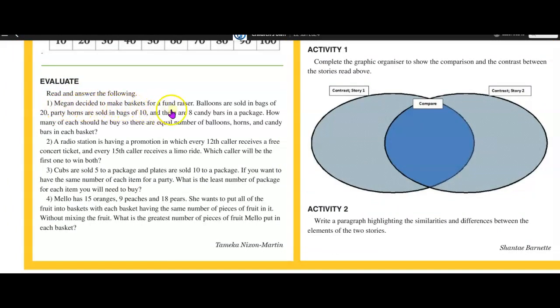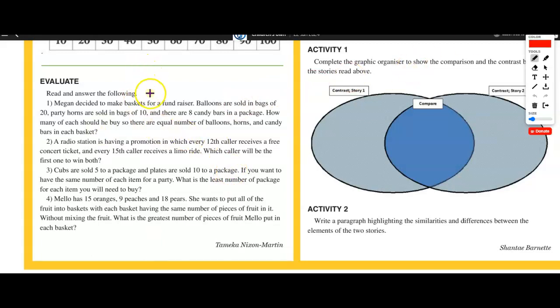Read and answer the following. Megan decided to make baskets for a fundraiser. Balloons are sold in bags of 20. Party horns are sold in bags of 10. And there are 8 candy bars in each package. How many of each should she buy so there are an equal number of balloons, horns, and candy bars in each basket?